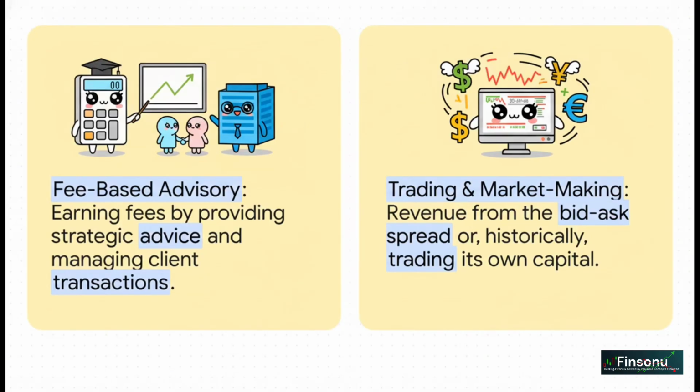So on one hand, you've got fee-based advisory. This is all about playing the long game, big strategic projects. And on the other hand, you have the lightning-fast world of trading. A big part of that is something called market making, which just means the bank is always ready to buy or sell. They make their money on the tiny difference between those buy and sell prices.